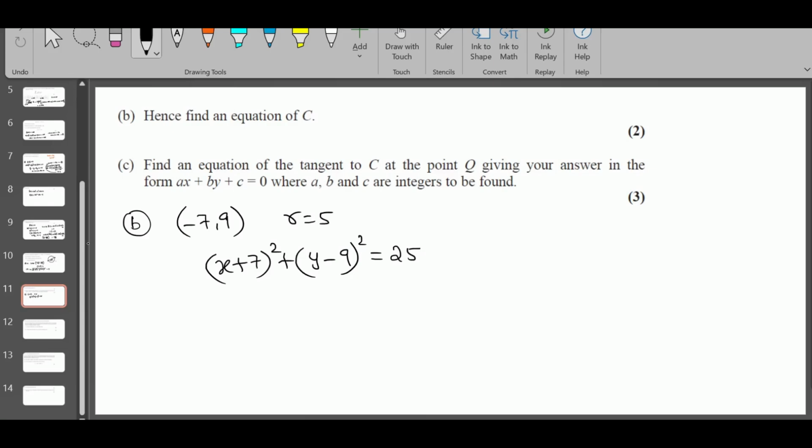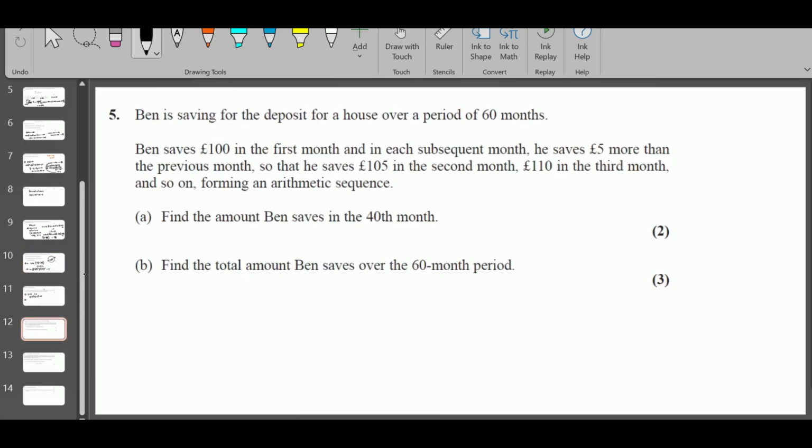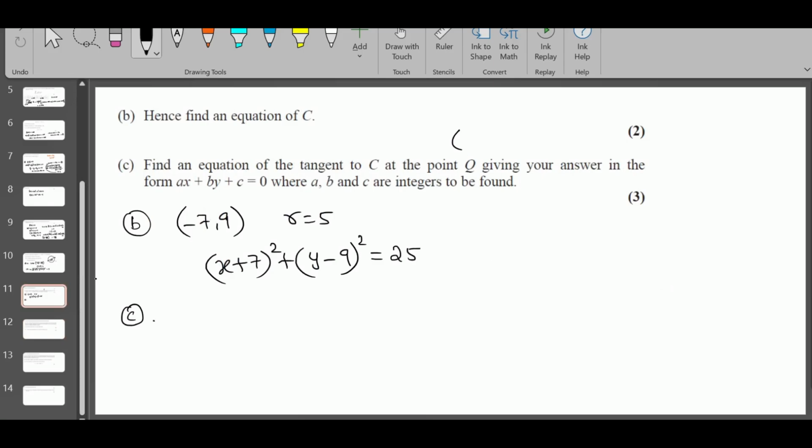That's all. Part C now. Find the equation of the tangent to the circle at the point Q. We know the coordinates of point Q here: minus 3, 12. Give your answer in the form this.